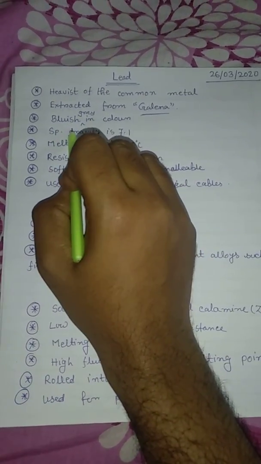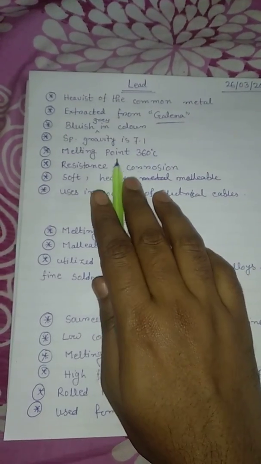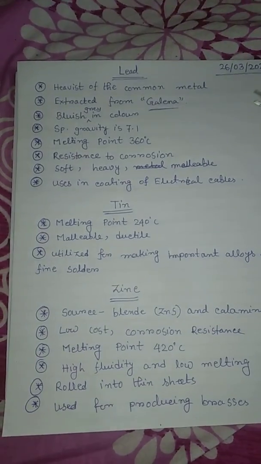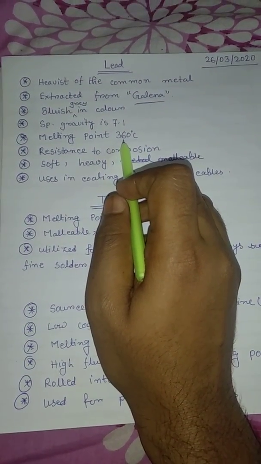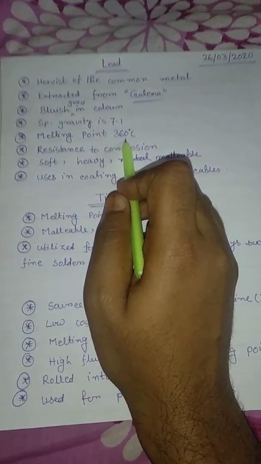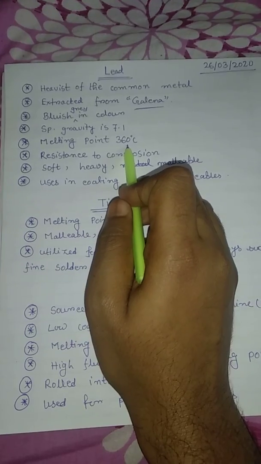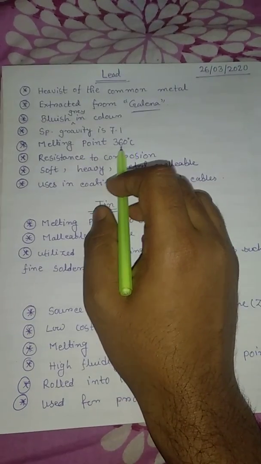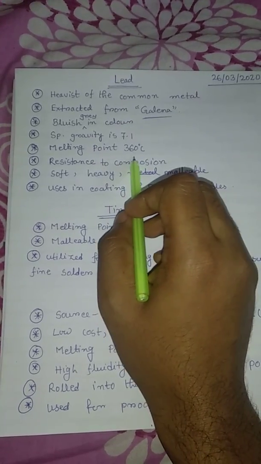Now, it is basically bluish gray in color, and the specific gravity is 7.1. And the melting point, you know what melting point is: the point at which the solid material is transformed into liquid state. In this material, the melting point is basically 360 degrees Celsius, which is very, very low. Compared to ferrous materials, which have very high melting temperatures, lead, being non-ferrous, has a lower melting point. So that is basically 360 degrees Celsius.